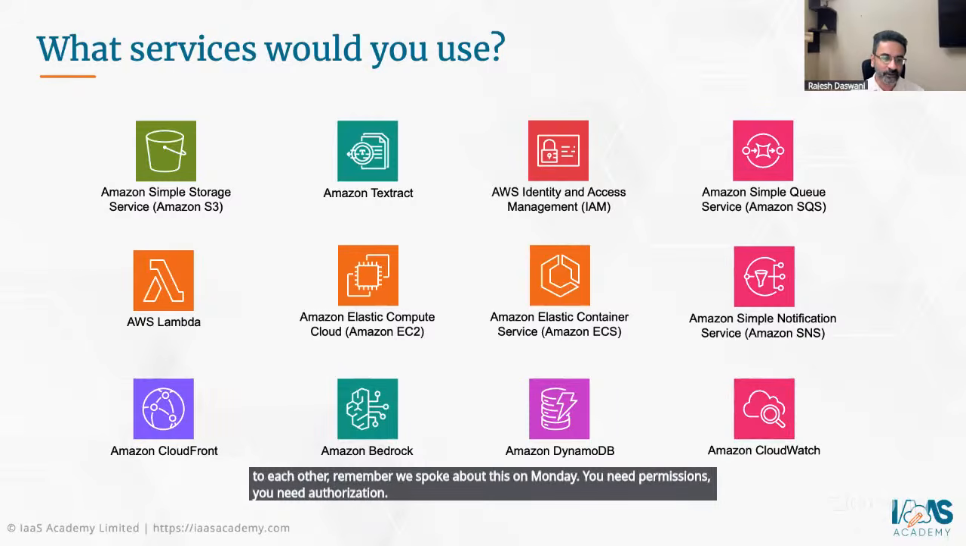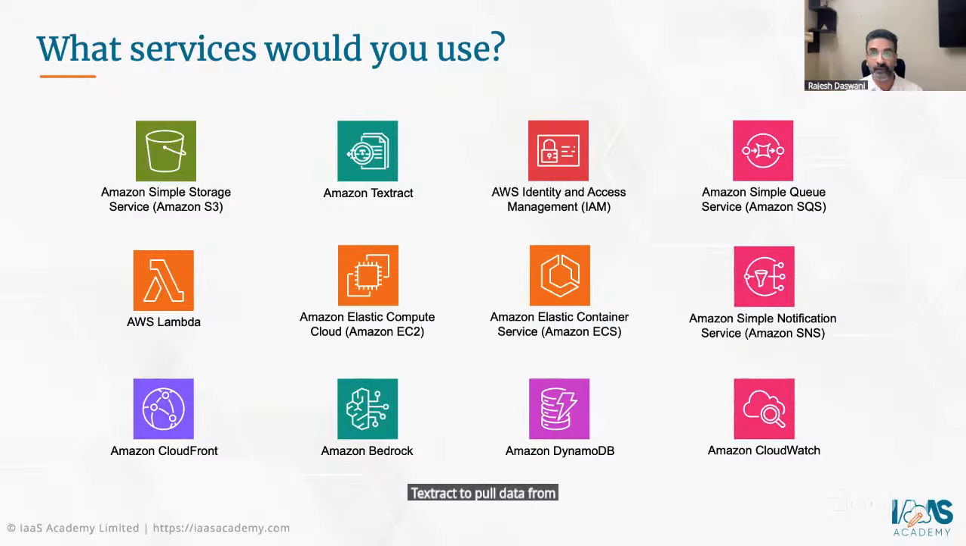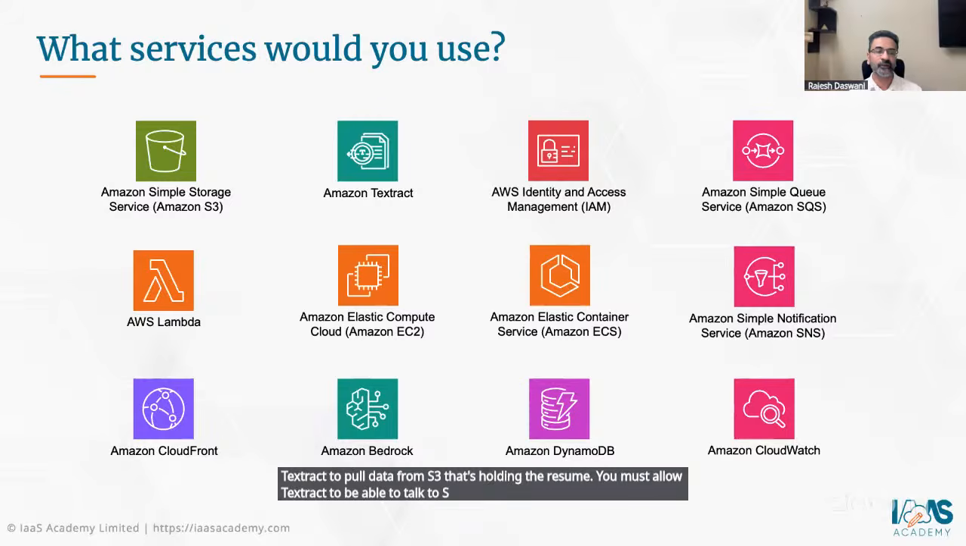So if you're going to get Textract to pull data from S3 that's holding the resume, you must allow Textract to be able to talk to S3, and therefore you need to give it permissions. And one of the ways of doing that is using IAM, more specifically IAM roles. Okay, good. Thank you. Anything else? Anyone else?